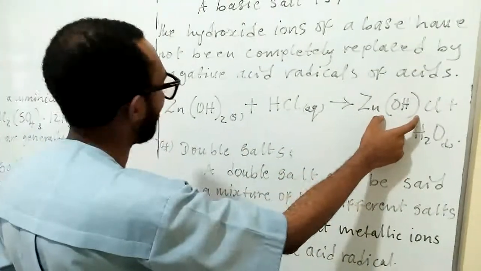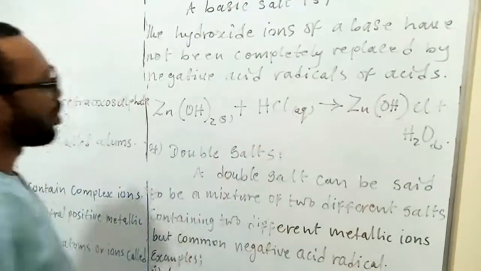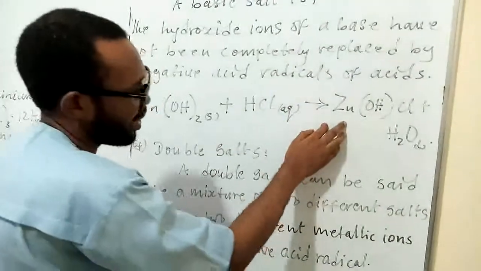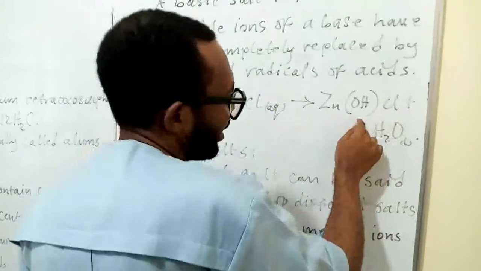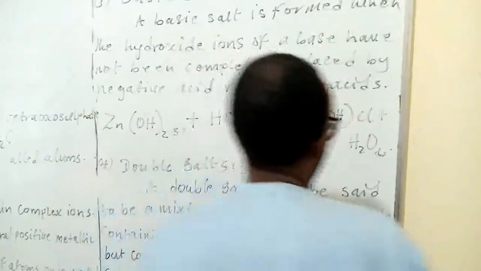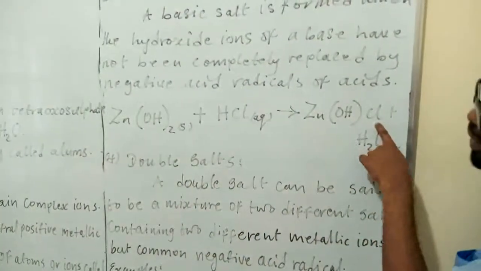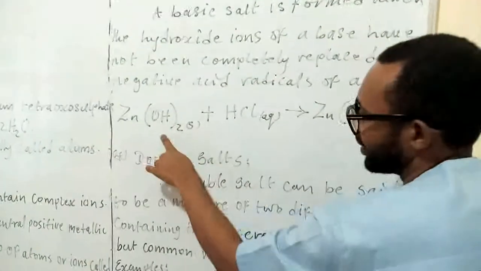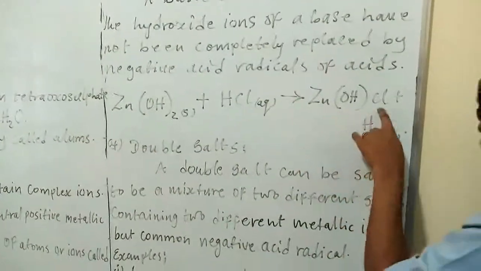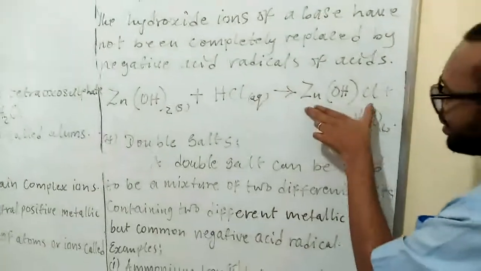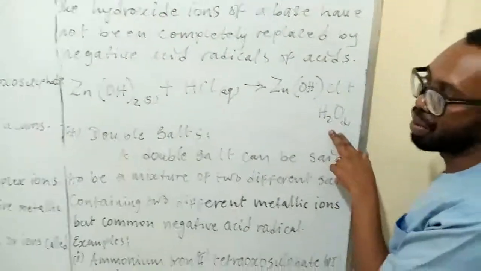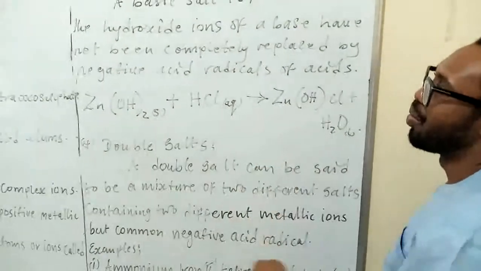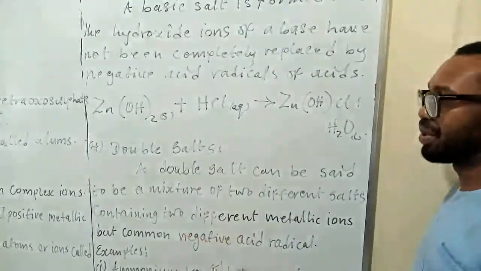Whereas we have 2 moles of the ions present here, here is just a mole. So from zinc hydroxide, we get zinc hydroxychloride. This is a basic salt, with water that is formed. Is that clear? So you take note of what happened in each of the salts that are formed.